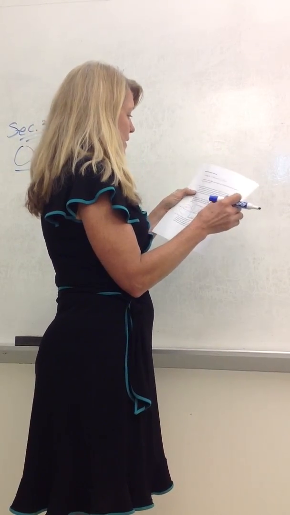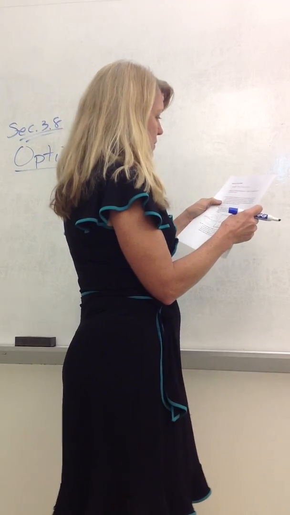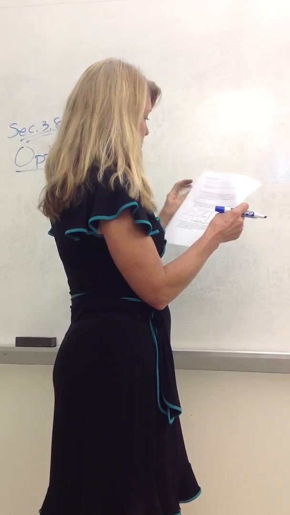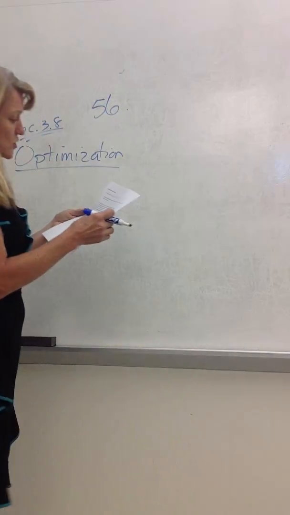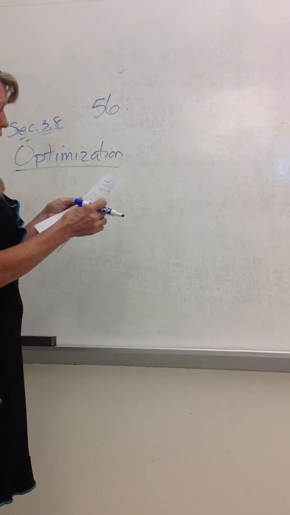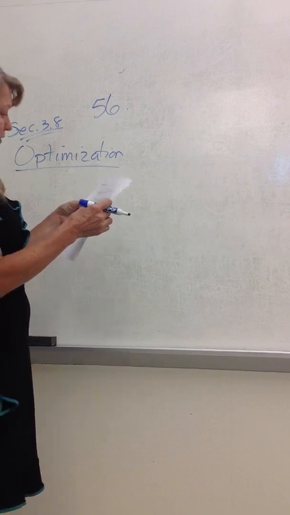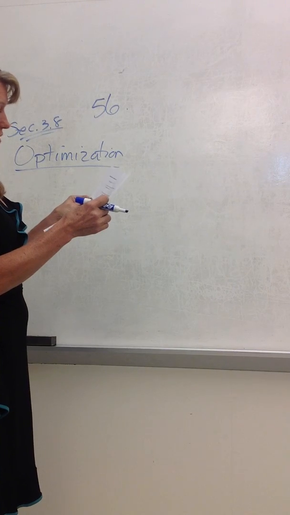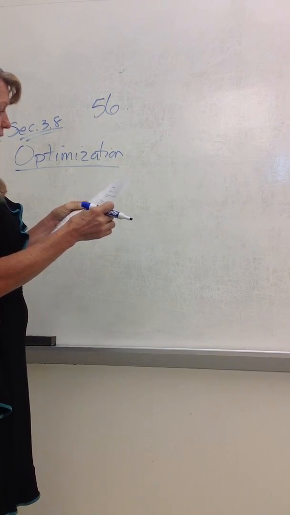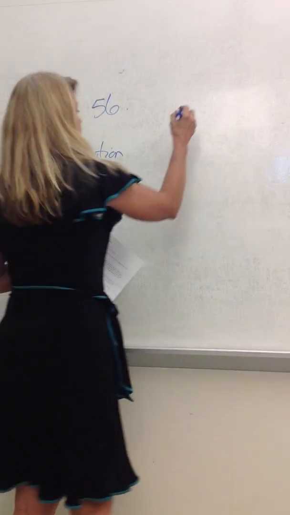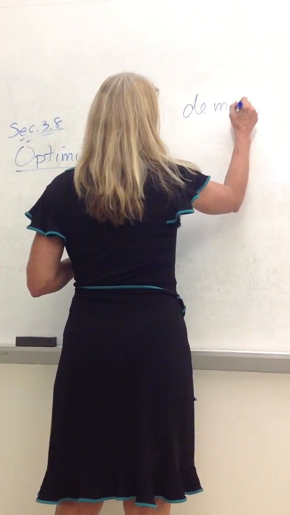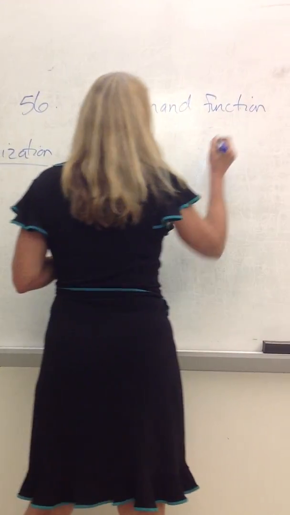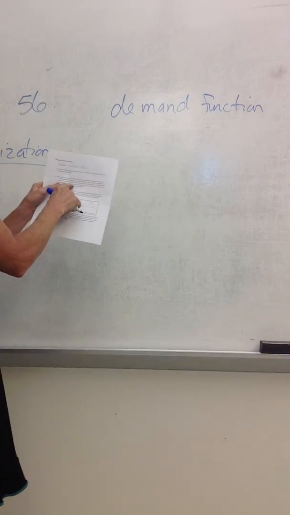Okay. All right, so during the summer months, Terry makes and sells necklaces on the beach. Last summer, he sold the necklaces for $10 each, and he averaged 20 per day. When he increased the price by $1, he found that his sales decreased by 2 per day. Find the demand function.